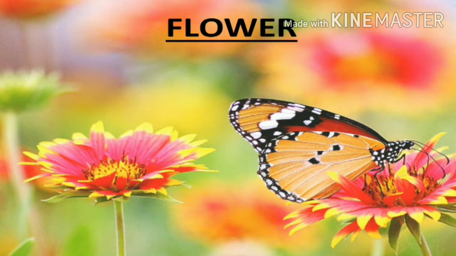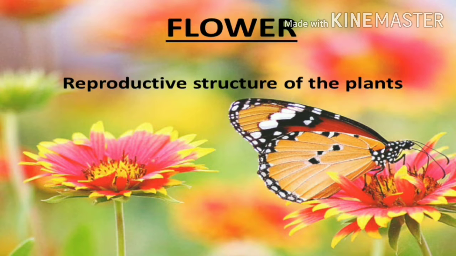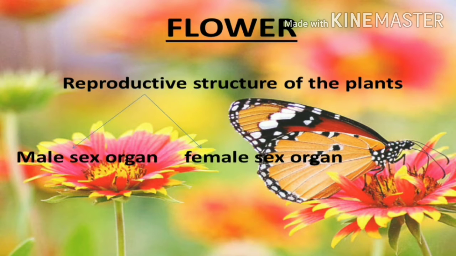Flowers are considered to be the most beautiful and attractive part of the plants. Flowers are the reproductive structures of the plants that consist of a male sex organ, stamen, and female sex organ, pistil or carpel. So, how does the process of reproduction happen? Before knowing that, we shall know more about the flower and its different parts.